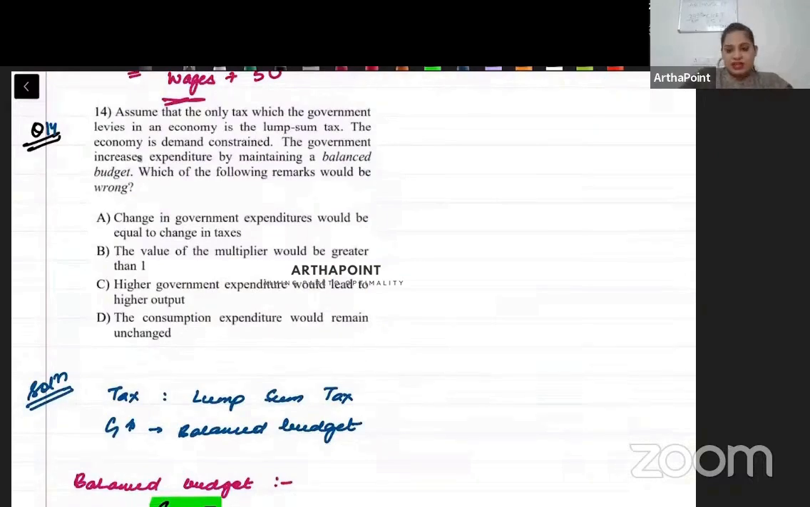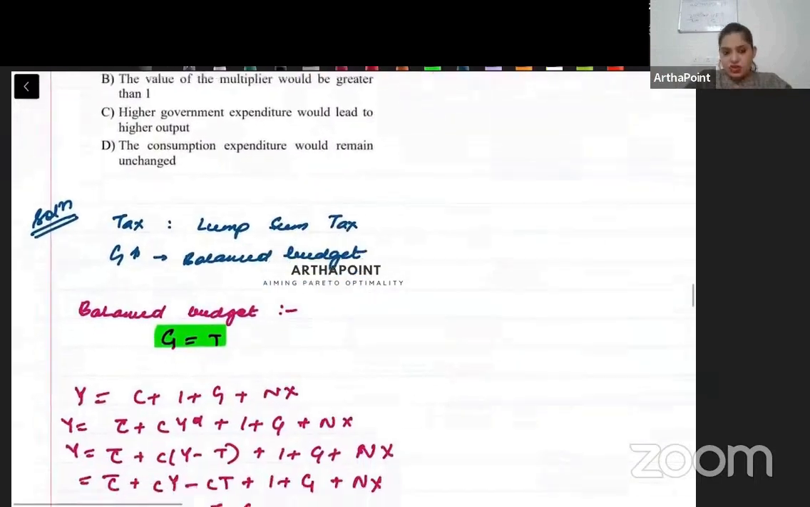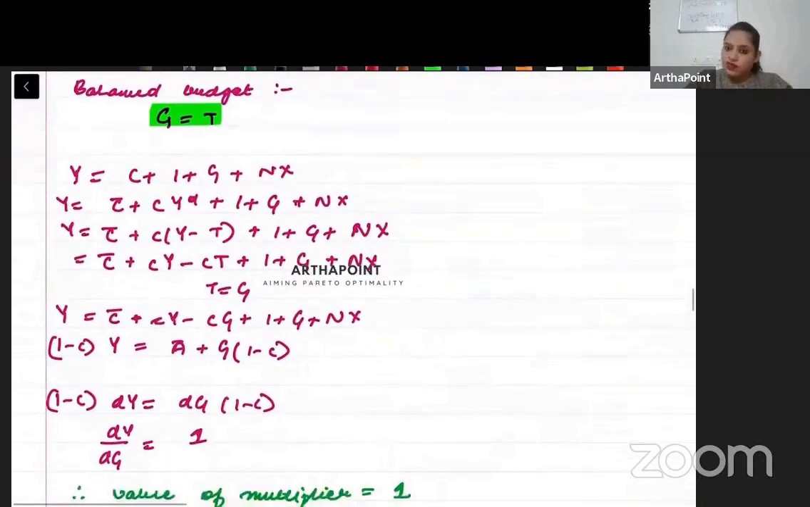Assume that the only tax which the government levies in an economy is lump sum tax, T, and the economy is demand constrained. The government increases the expenditure by maintaining a balanced budget. So balanced budget means G and T are equal. Which of the following is true? So if you remember, again, you can go to intermediate macroeconomics. In that, we have completely done what is a balanced budget. In balanced budget, the multiplier value was 1. You can just go ahead and prove this also.